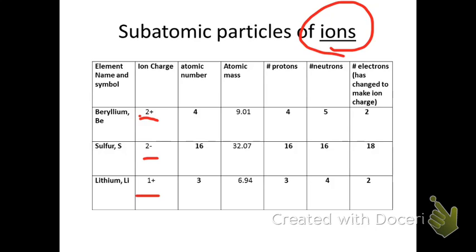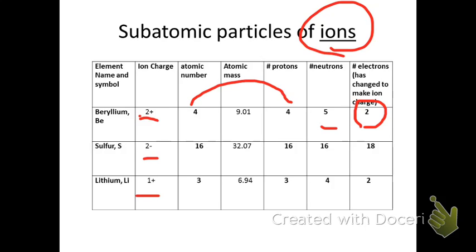The atomic number is, once again, your number of protons. You can't change the proton number, because when you change the proton number, you change what the element is. Neutrons are found the same way, atomic mass minus your atomic number. Here's what's different. The electron number has been altered to reflect the charge of the ion.